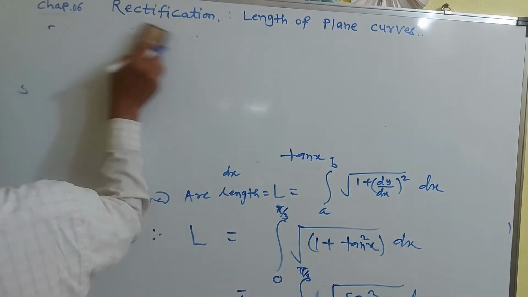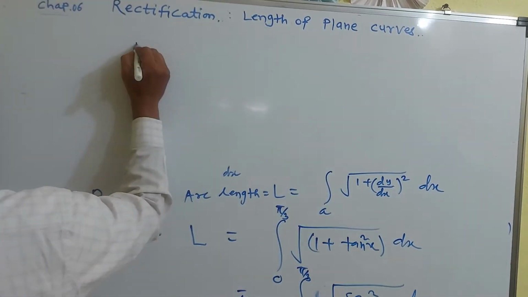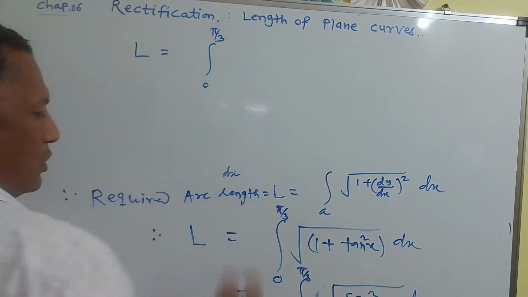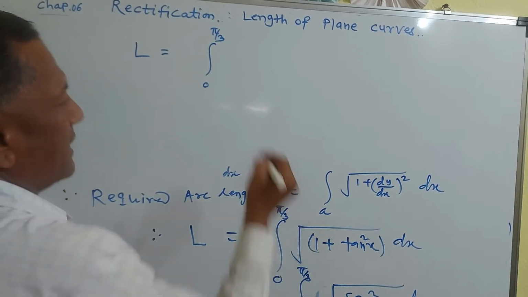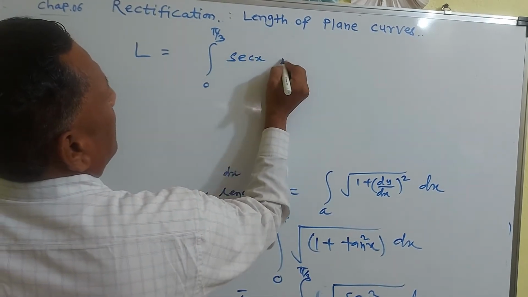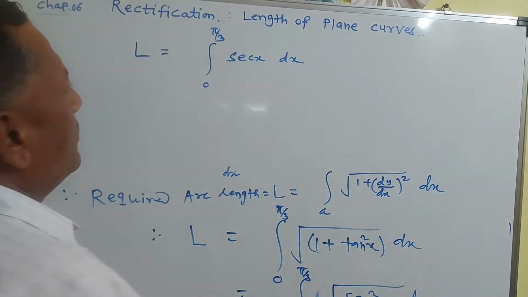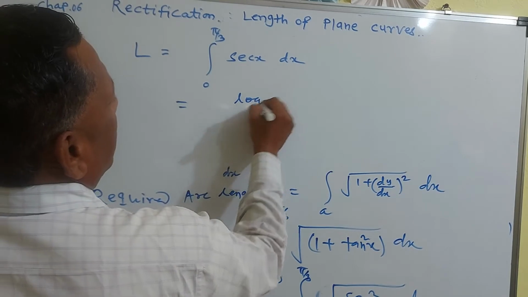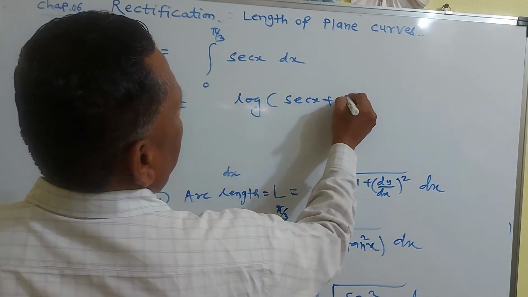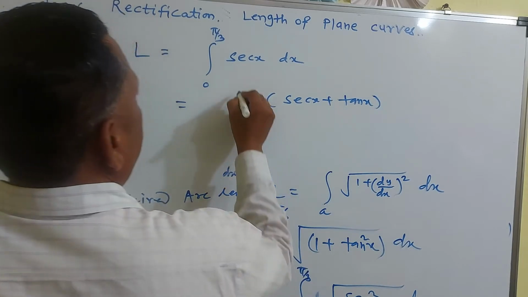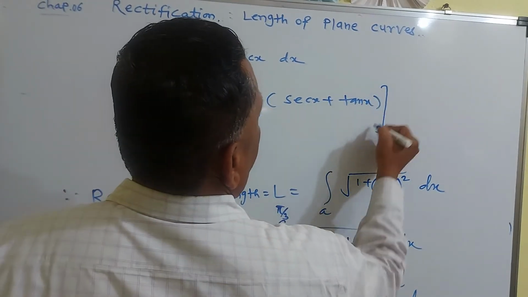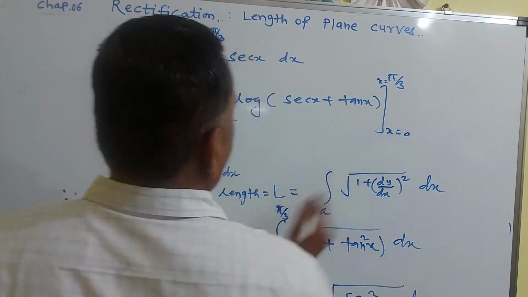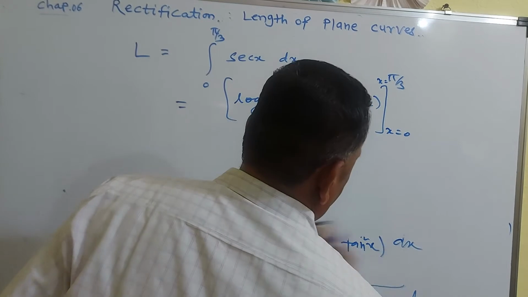Therefore L is equal to the integration going from 0 to pi by 3 of the square root of sec square x, which is sec x, dx. Then what is the integration of sec x? The integration of sec x is log of sec x plus tan x, with the upper limit x equal to pi by 3 and the lower limit x equal to 0. So you simplify this.